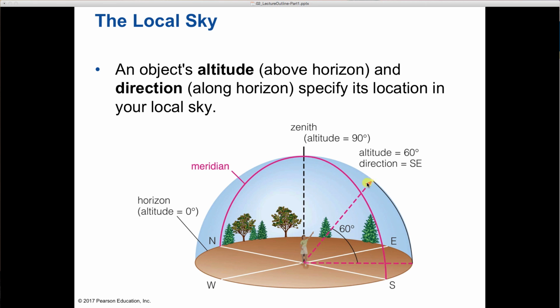And we can think about its direction relative to the meridian with an angle. Right now we could call that direction just southeast, but we could give it a direction like 20 degrees east of the meridian. So this angle in here would be roughly 20 degrees for that particular star.